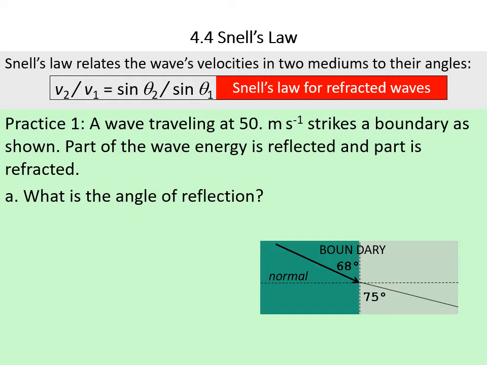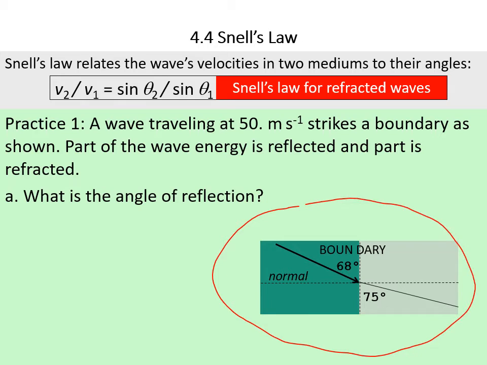Practice 1. A wave traveling at 50 meters per second strikes a boundary as shown. Part of the wave energy is reflected and part is refracted. What is the angle of reflection? Check out this diagram right here. We have this ray that's incoming to this boundary. The boundary is right here, separating the two different media. We see that the refracted ray, the ray that's allowed to pass, is drawn, but the reflected ray is not drawn. So I'm going to go ahead and draw that.